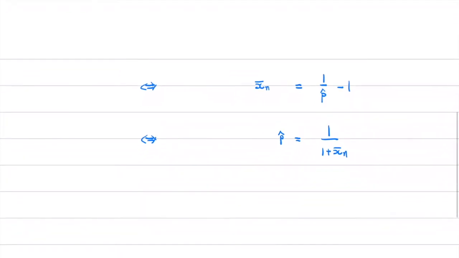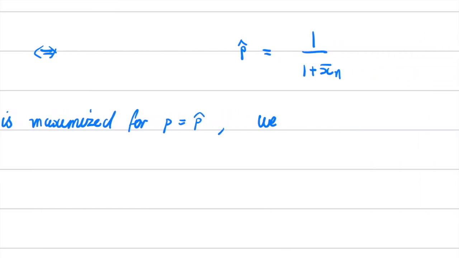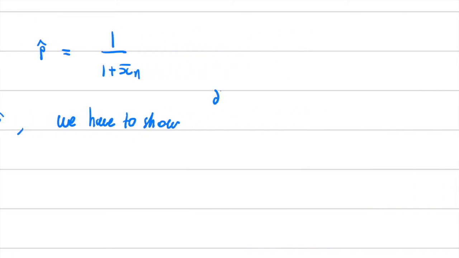Now we just have to prove that it is in fact the maximum likelihood estimate. So to prove that L of p, the likelihood function, or in fact the log likelihood function, is maximized for p equal to p hat, we have to show this property. We have to show that the second derivative of the log likelihood function with respect to p, evaluated at the maximum likelihood estimate, is less than 0.